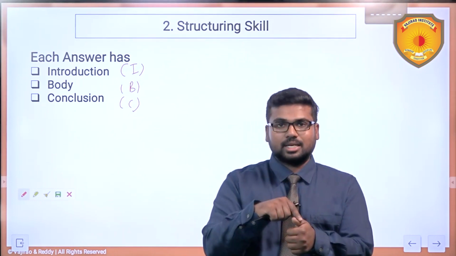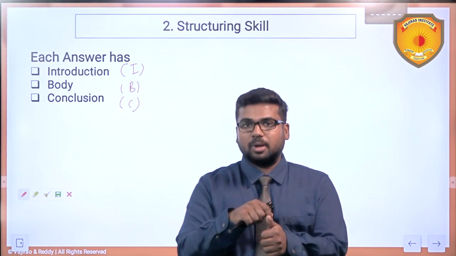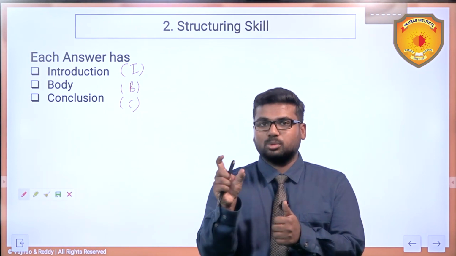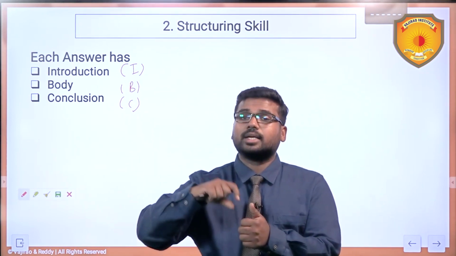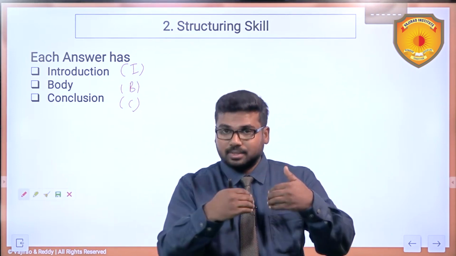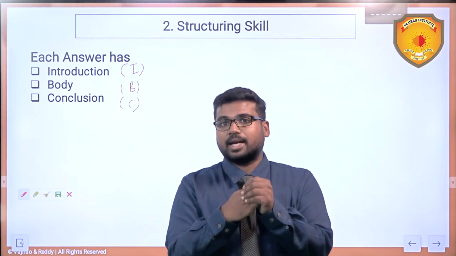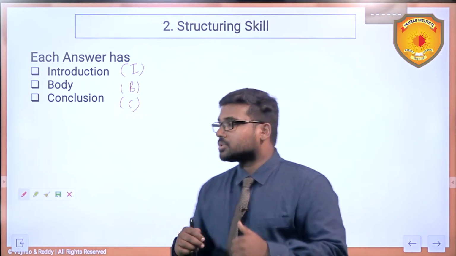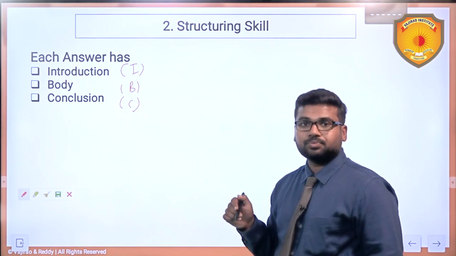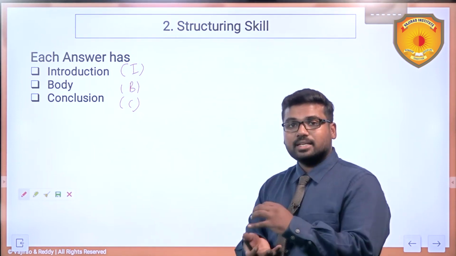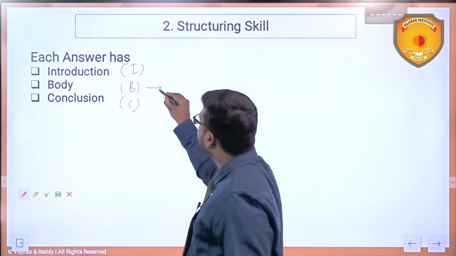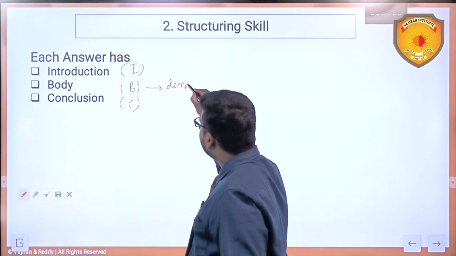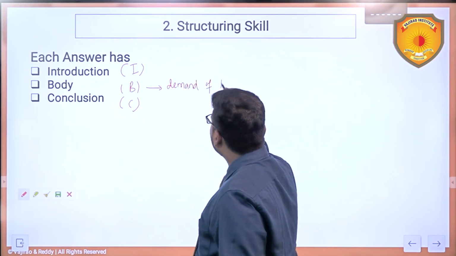For example, in the earlier topic we were talking about globalization. You can simply define globalization and state the impact of it or its interrelationship in the beginning itself, in the first paragraph itself. Then comes the body of the answer. The body is the main area where you justify or where you provide the answer to the demand of the question.